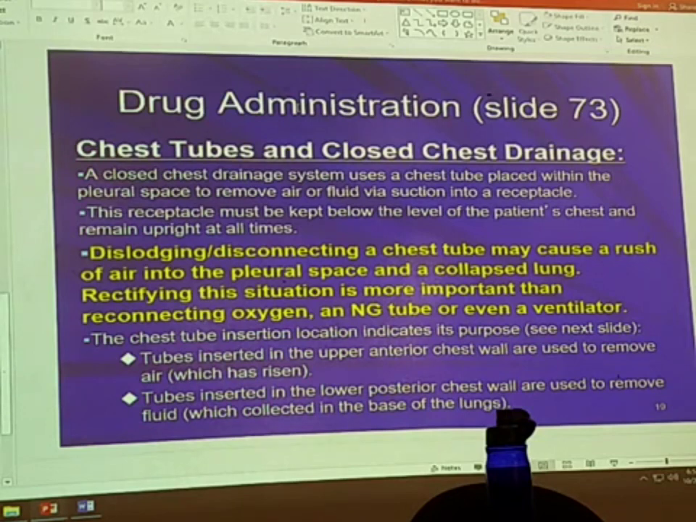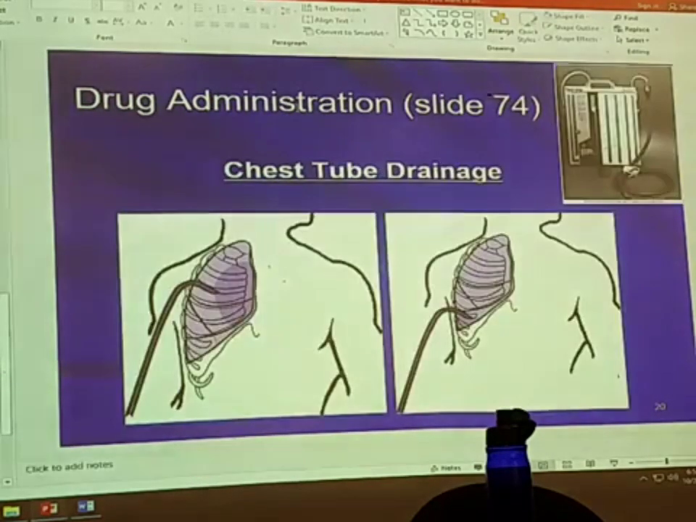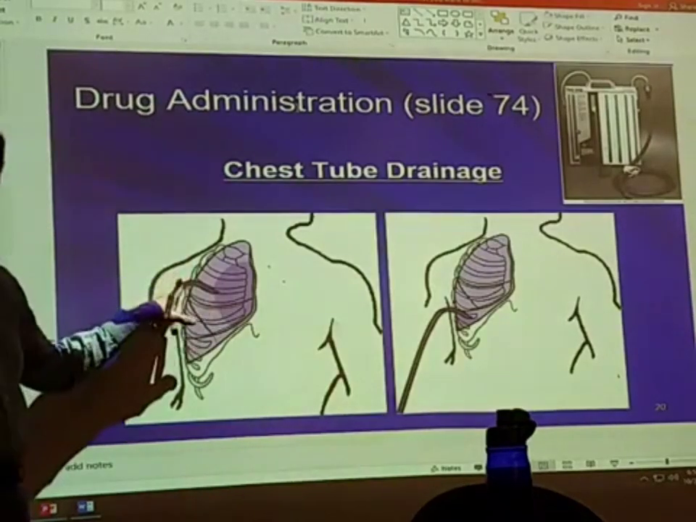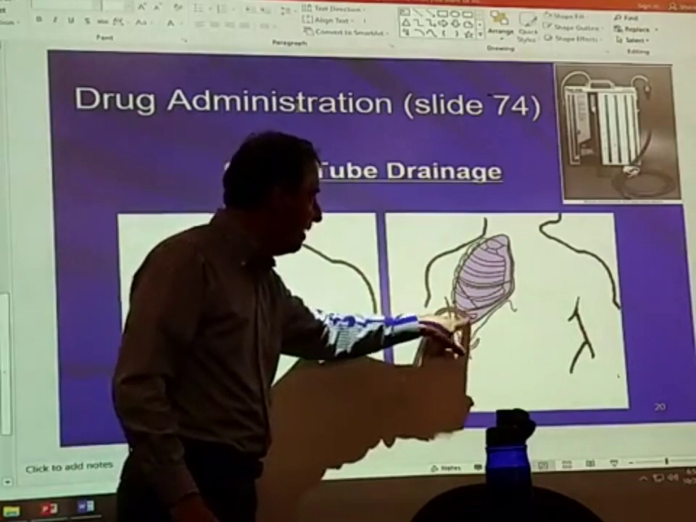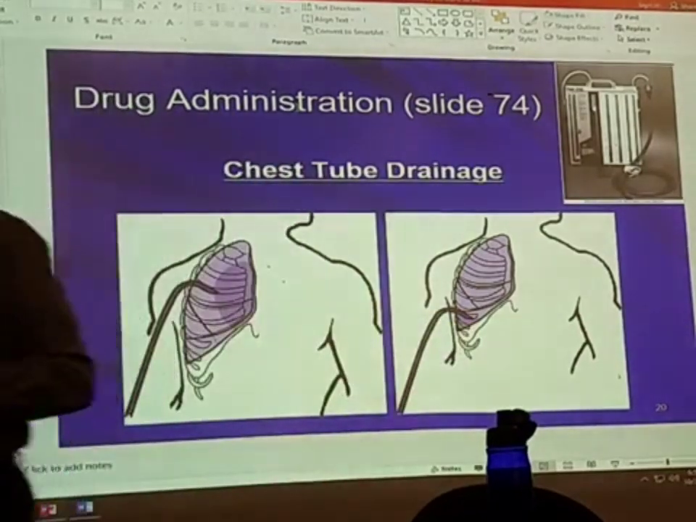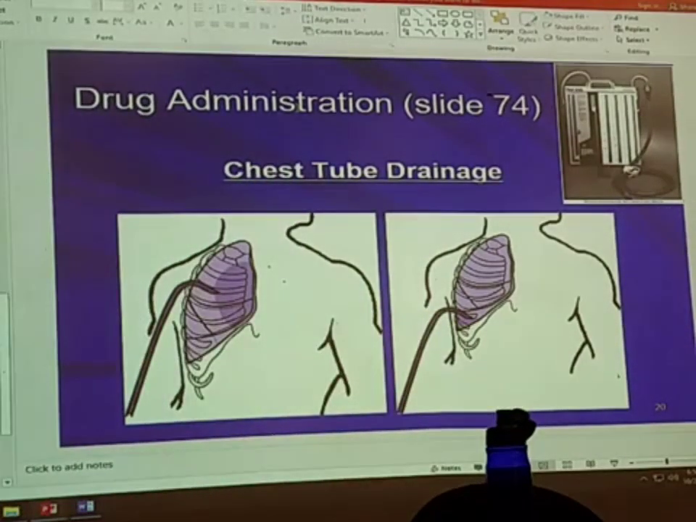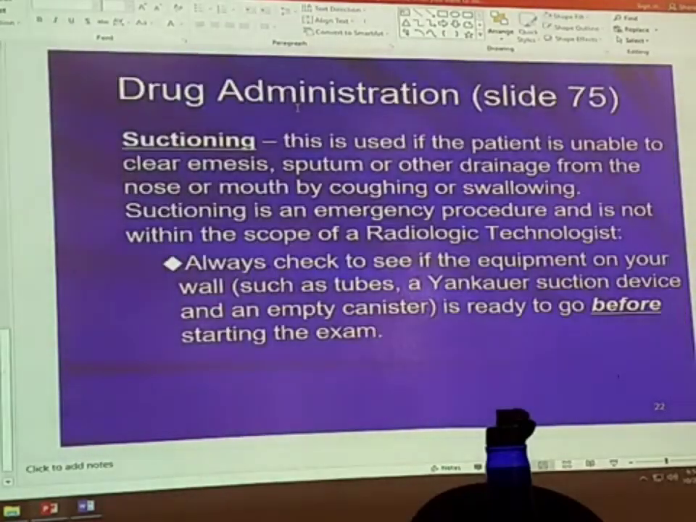And depending on where the tube is entering the patient will tell you what the problem is. So if the tube is inserted in the upper anterior part of the chest, that means they're trying to draw air out. It's a collapsed lung. If it's in the lower back part, it means there's fluid and they're trying to draw the fluid out, okay? So you can always see where it's located as to what to do.